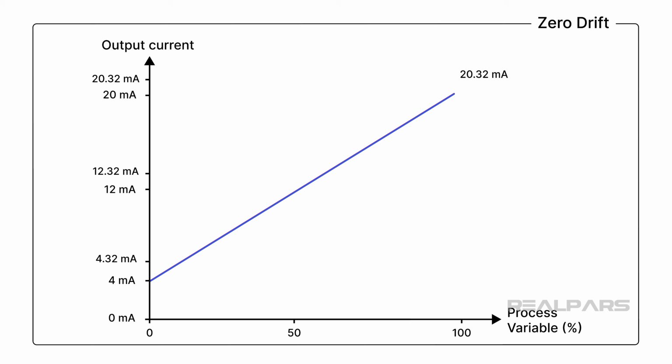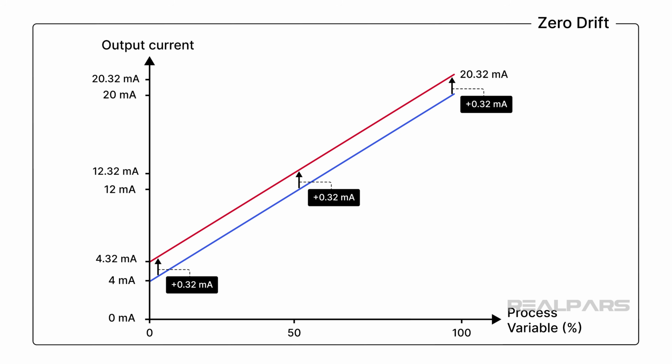Zero drift causes the entire measurement scale to shift by a fixed error. For example, in a 4 to 20 milliamp 2-wire loop, every measurement is shifted upward by exactly 0.32 milliamps. At a true 0% process variable, the transmitter sends 4.32 milliamps, and at 50%, it sends 12.32 milliamps. The error is 0.32 milliamps across the entire range.